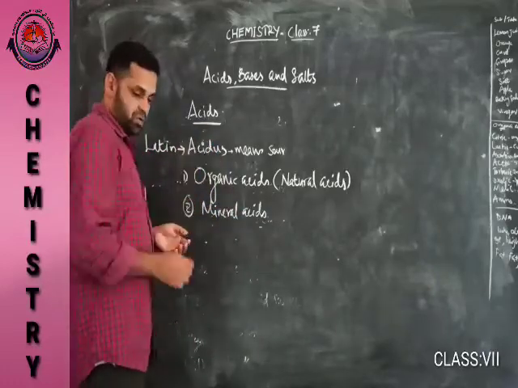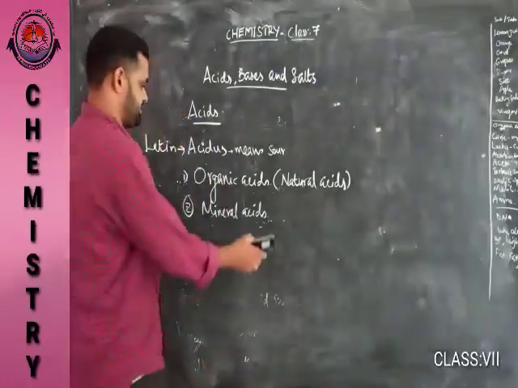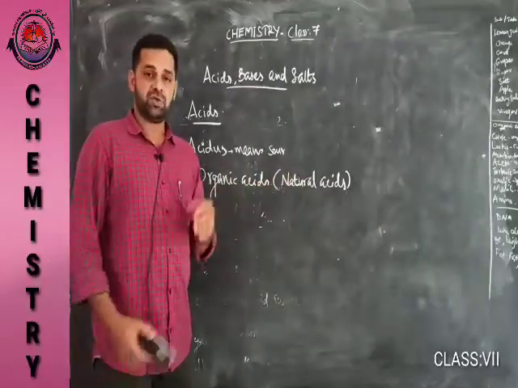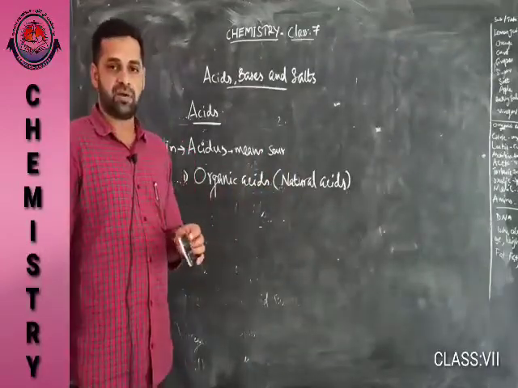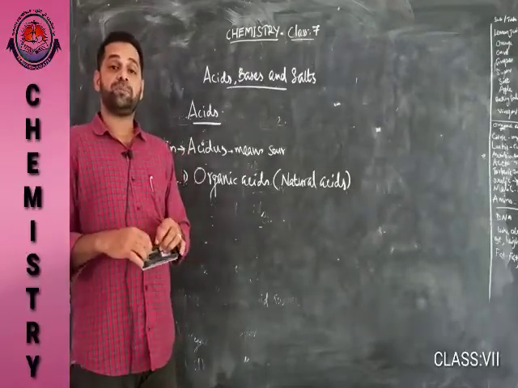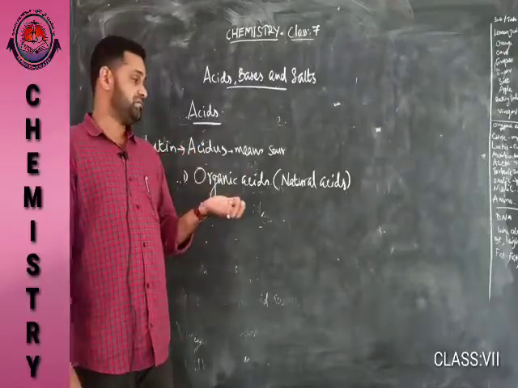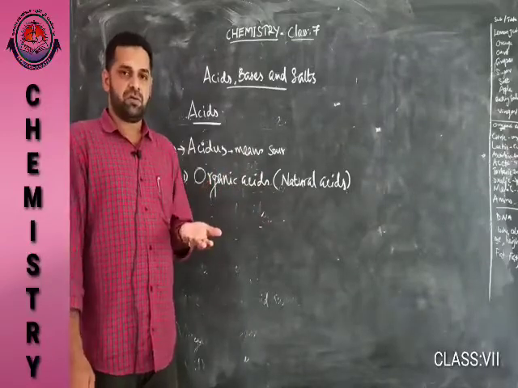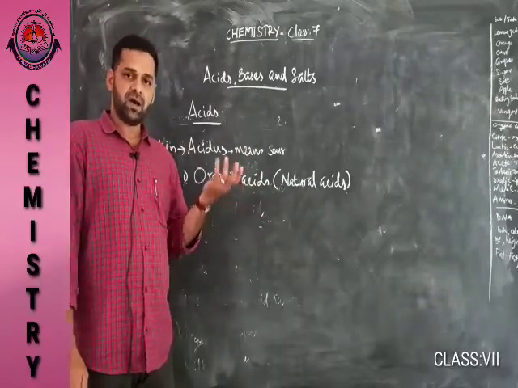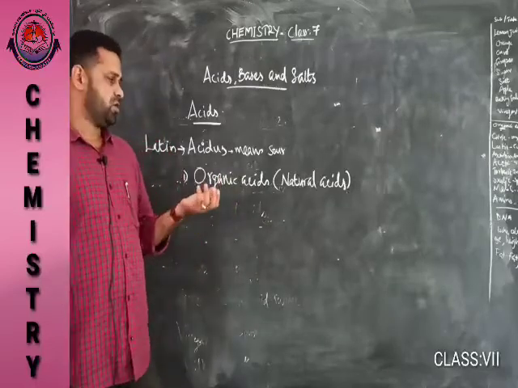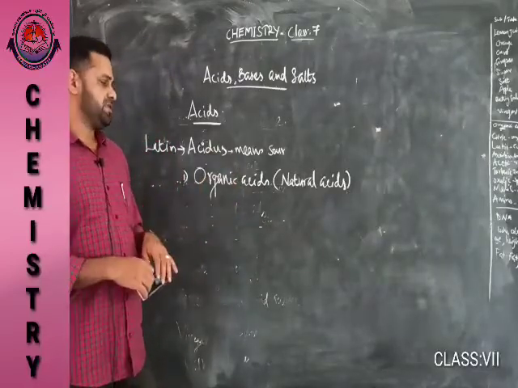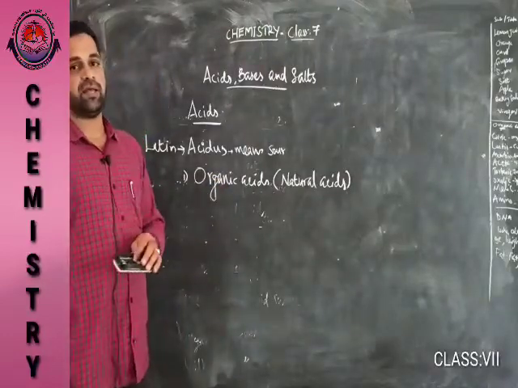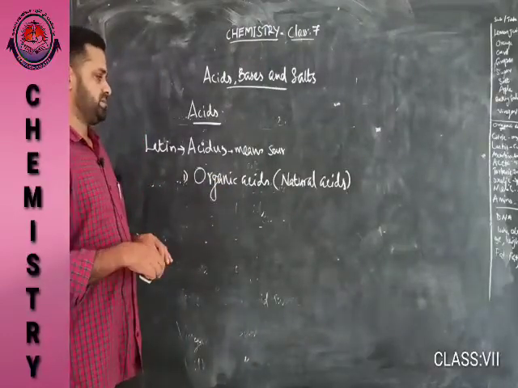First we are going to discuss organic acids. The name itself, it is also called natural acids. Why is it called natural acids? Because they are the acids which are obtained from plants and animals, or from nature. They are present in plants and animals. Acids obtained from plants and animals are called organic acids or natural acids.